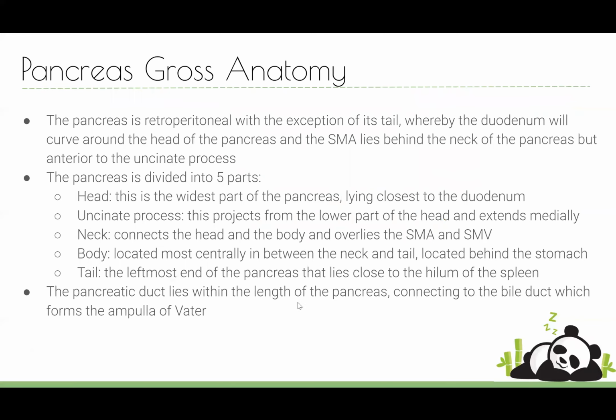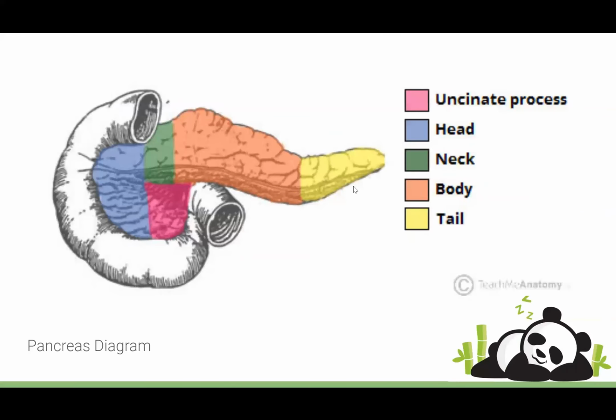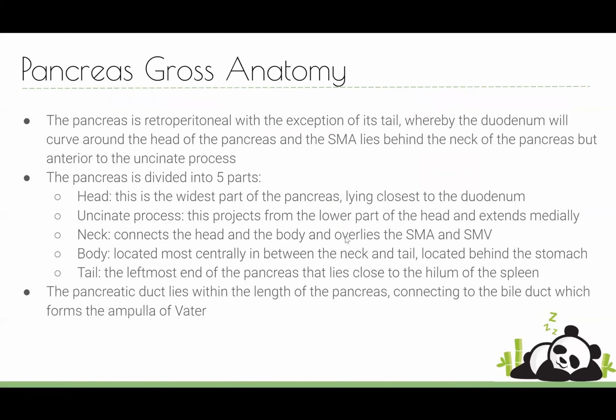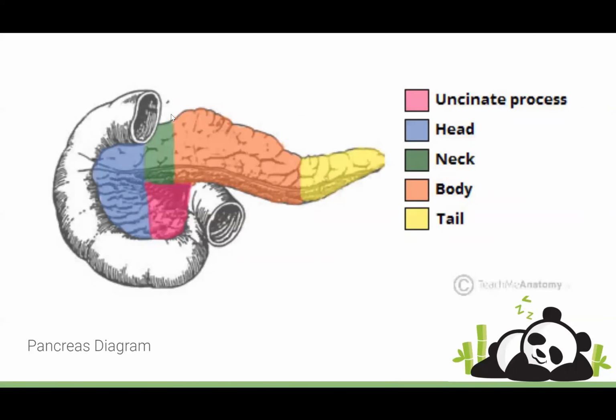The pancreatic duct lies within the length of the pancreas. It goes through the whole thing, which is this line here, and will enter and connect with the bile duct here and go into the ampulla ovata and the pancreaticoduodenal papilla.